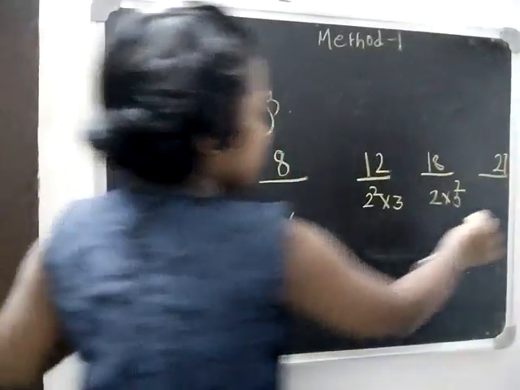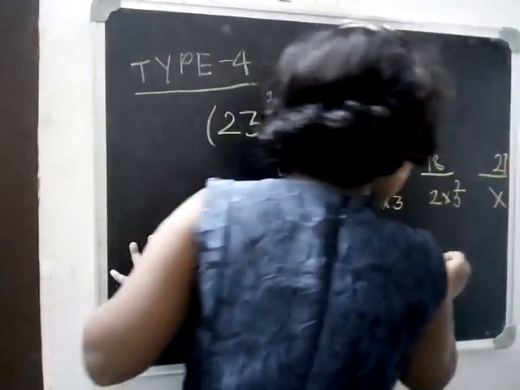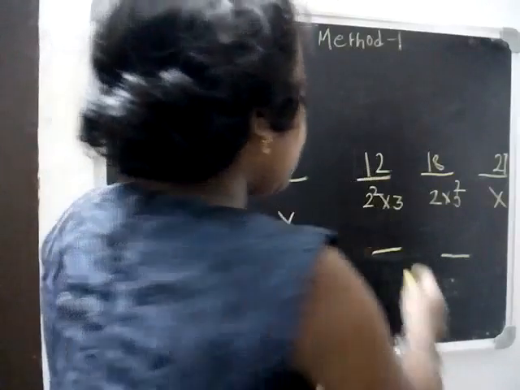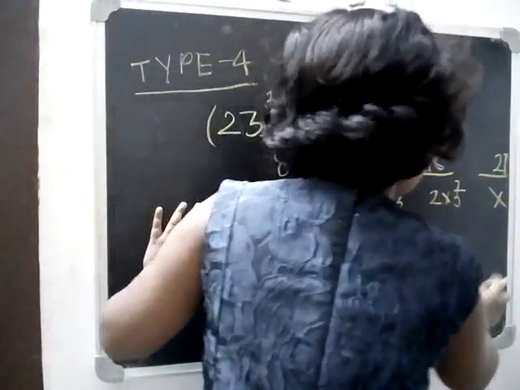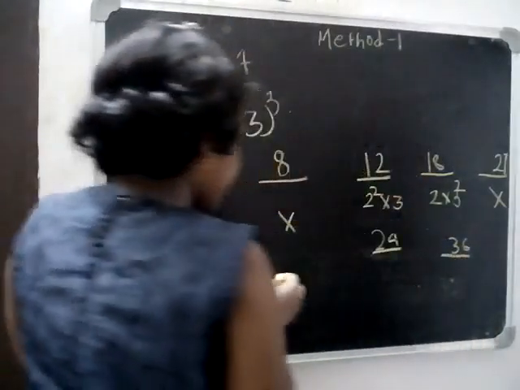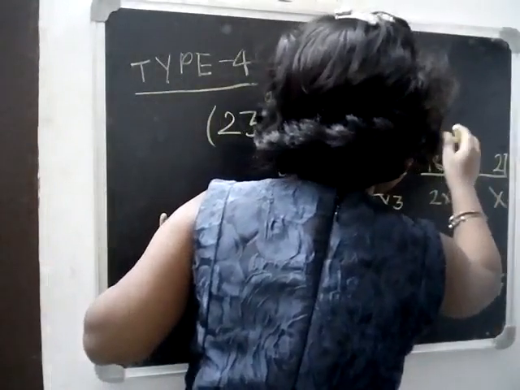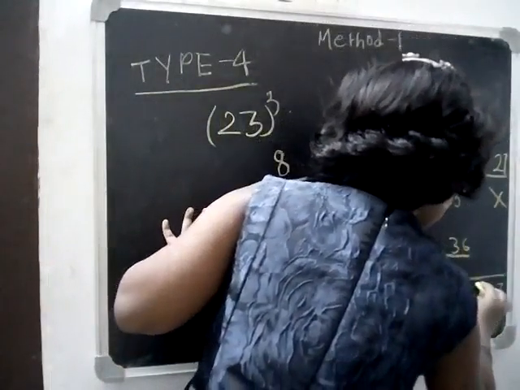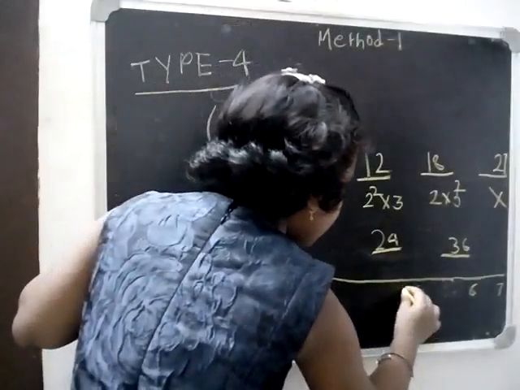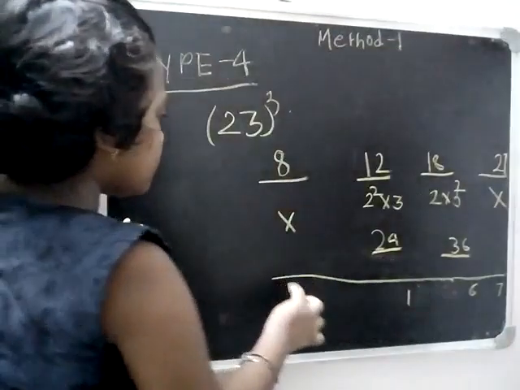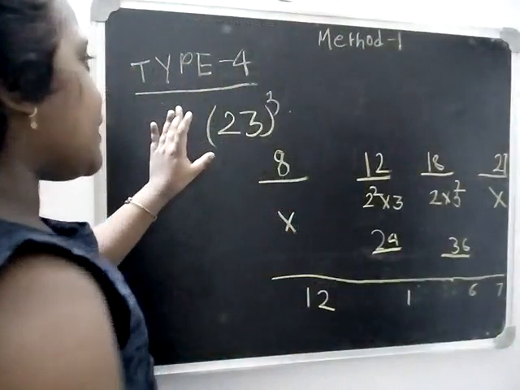Here the first and ending digit we do not have to do anything. In the middle, 12 double is 24 and 18 double is 36. Now we have to add this. 7, 2 will go up. 6, 1, 2. This is the answer of 23 cube.